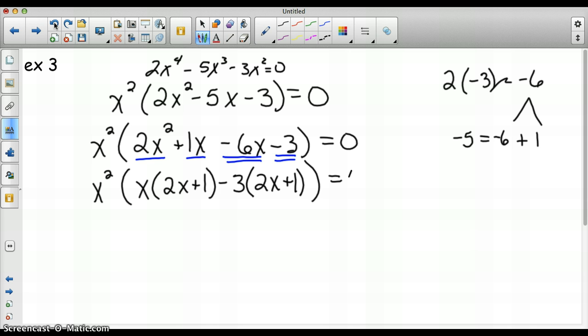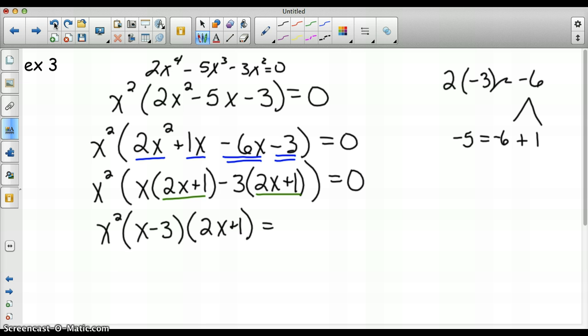And again, the whole thing equals 0, so we have to write it each time. Now what I notice is that I have a common factor, 2x plus 1 and 2x plus 1. So I can finally factor some more. So we have x squared times the factor x minus 3 times the factor 2x plus 1, and this all equals 0. Now, I have 2 linear factors, x minus 3 and 2x plus 1, and I have 1 quadratic factor, x squared. Remember that that's going to give us a multiplicity of 2.